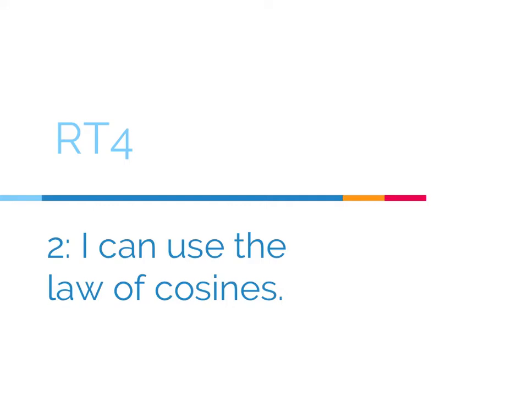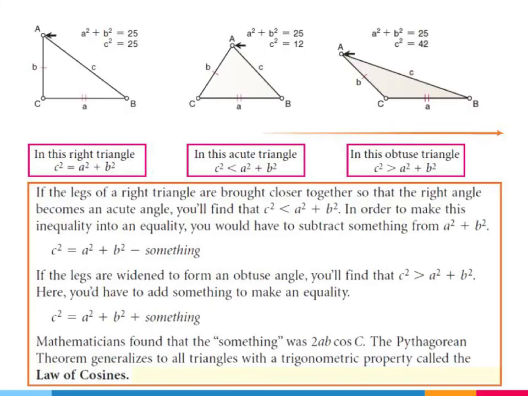In RT4-2, you are going to use the law of cosines. So you all know that in a right triangle, a squared plus b squared equals c squared. But now, the ancient Greeks were wondering what happens if it's not a right triangle, and they did some investigating, and they learned that in an acute triangle, c squared is actually less than a squared plus b squared, and in an obtuse triangle, c squared is actually greater than a squared plus b squared.